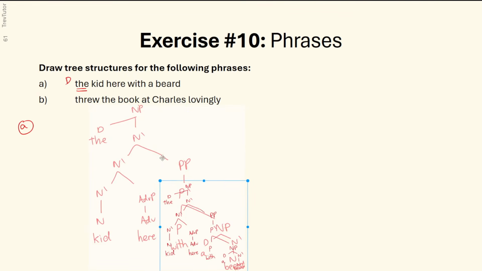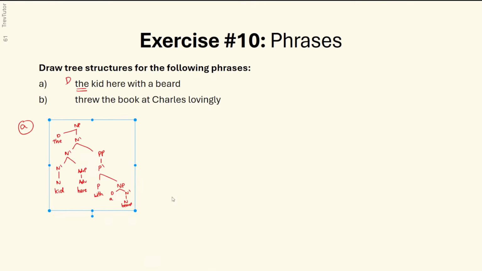Now I'm going to make this a little bit smaller so we have room for "through the book at Charles lovingly." So through the book, you're throwing something, you're throwing the book. So this is going to be a complement. And then all the phrases afterwards should be adjuncts because through is just transitive. It doesn't take any more complements. So at Charles will be an adjunct and lovingly will be an adjunct.